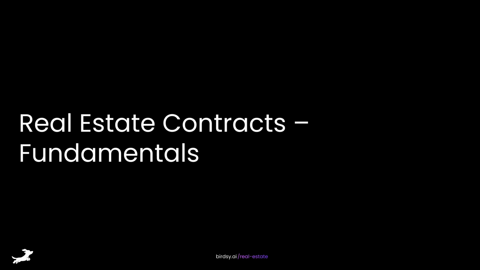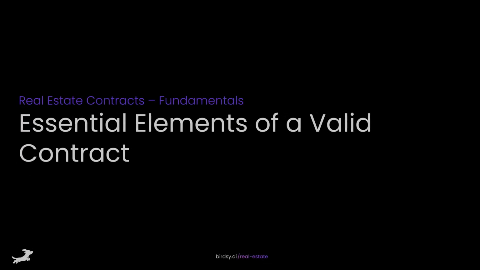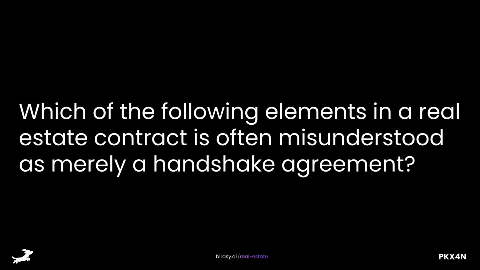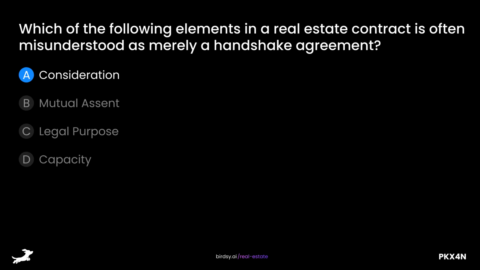Real estate contracts, fundamentals. Essential elements of a valid contract. Which of the following elements in a real estate contract is often misunderstood as merely a handshake agreement? Is it A, consideration, B, mutual assent, C, legal purpose, or D, capacity? The answer is B, mutual assent.